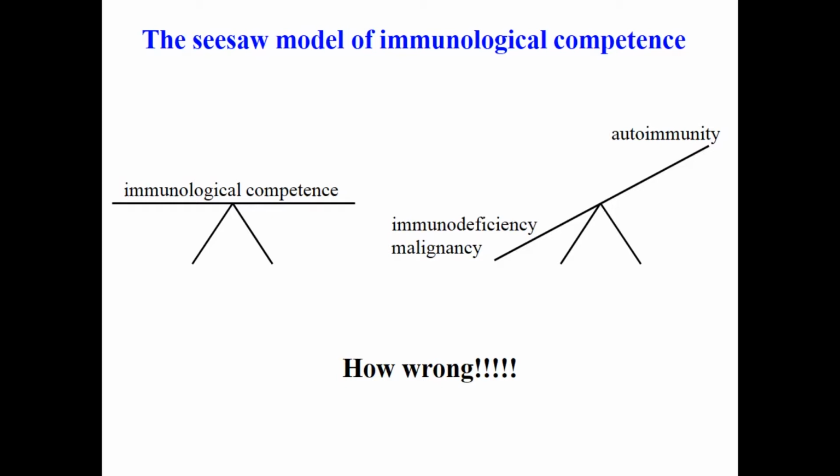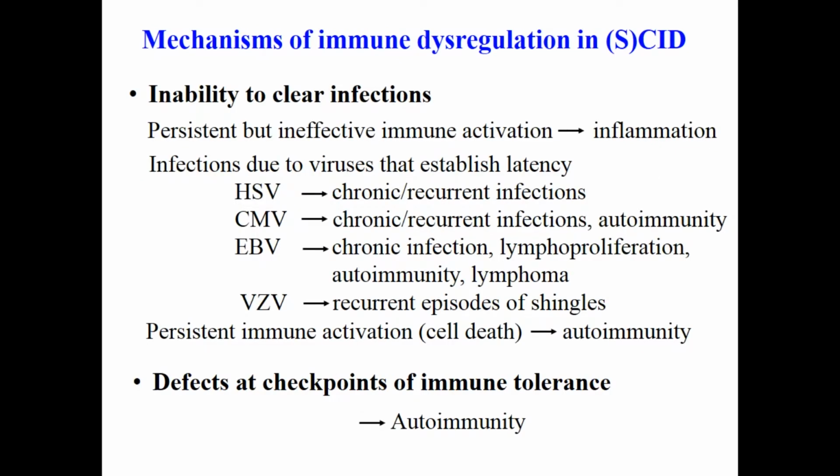This view of the immune system is wrong, and we recognized that by studying, in fact, patients with immunodeficiency, and in particular patients with atypical SCID and combined immunodeficiencies. So what are the mechanisms why in patients with atypical SCID or combined immunodeficiency you may have immune dysregulation? Well, one mechanism is the inability to clear the infections.